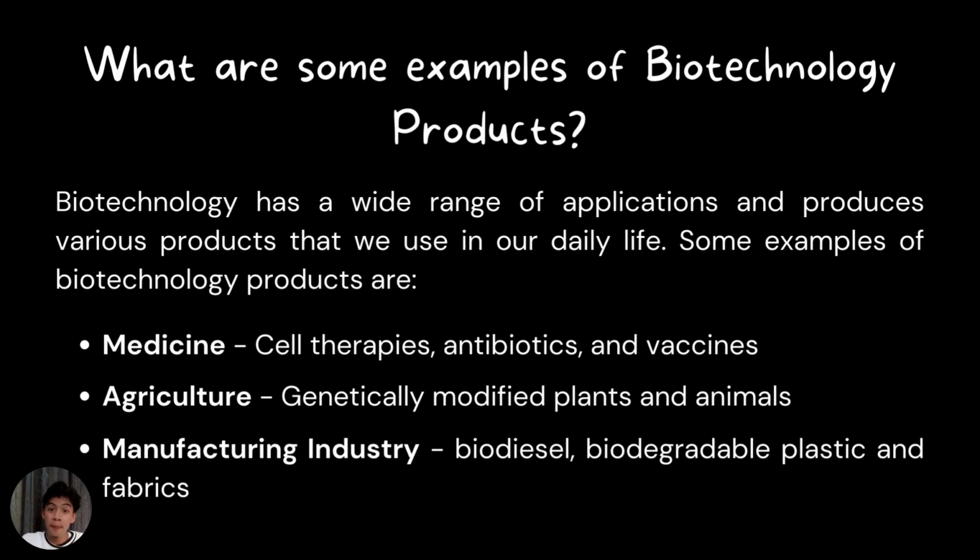So, what are some examples of biotechnology products? Biotechnology has a wide range of applications and produces various products that we use in our daily life. Some examples of biotechnology products in the field of medicine are cell therapies, antibiotics, and vaccines. In the field of agriculture, we have genetically modified plants and animals. And in the manufacturing industry, we have biodiesel, biodegradable plastics, and fabrics.